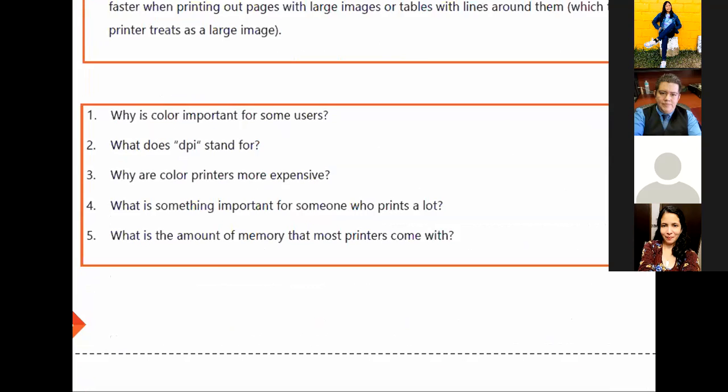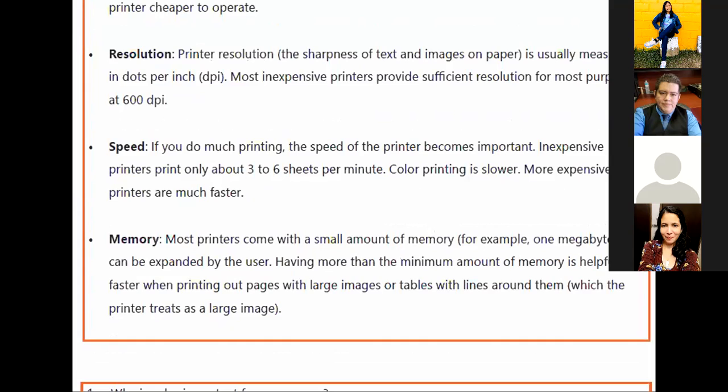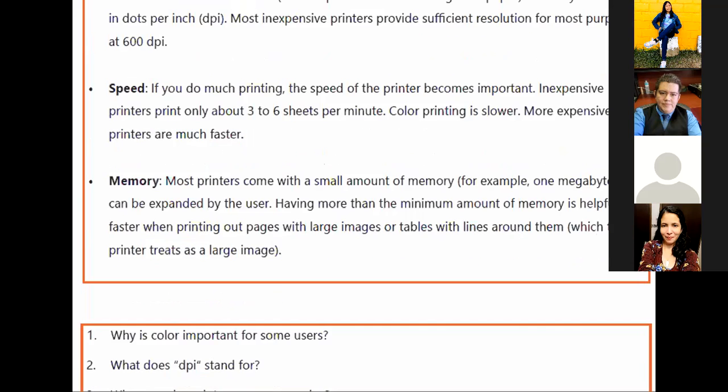What does DPI stand for? DPI. Dots per inch. Okay, yes. It's a measure, right? And it means dots per inch. Dots per inch. Los puntitos por pulgada, right? Dots per inch. Okay.